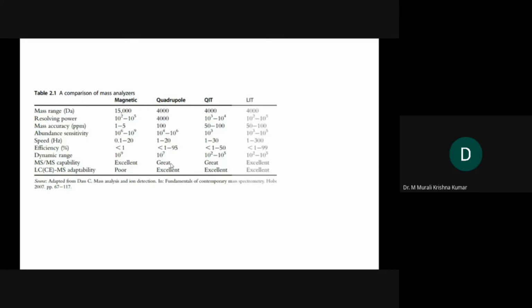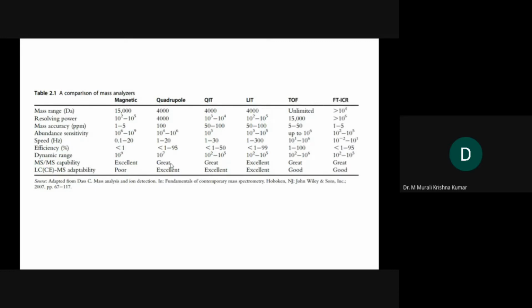Ion cyclotron, TOF is there, and then FTICR is also there. So if you compare these analyzers, in case of Fourier transformation, FTICR, if you see the mass range, it is greater than 10 power 4. And if you see resolution power is greater than 10 power 6. Greater than 10 power 6 means it can go up to 0.000001, up to this one. Okay. So theoretically, not practically, up to this mass range we can achieve.